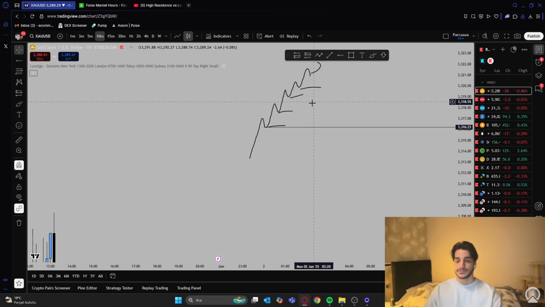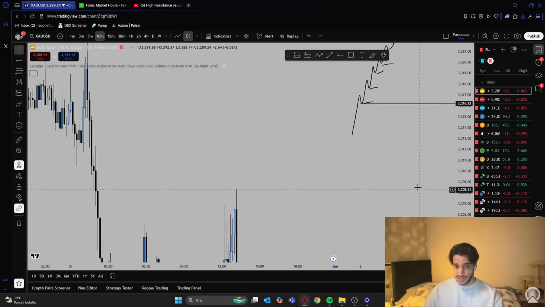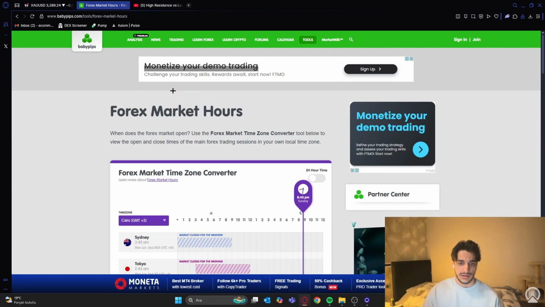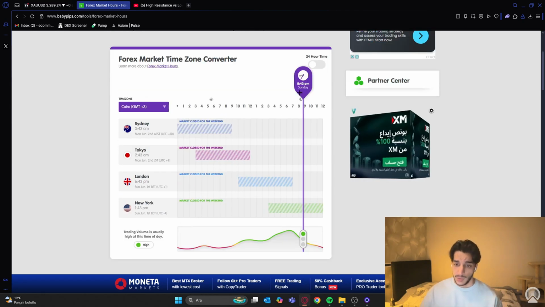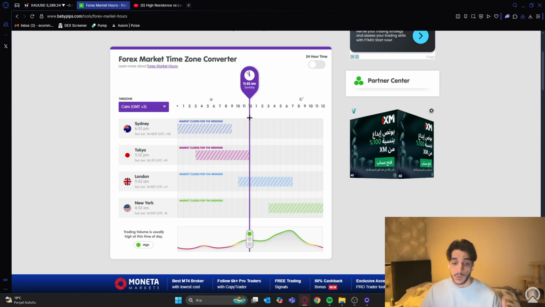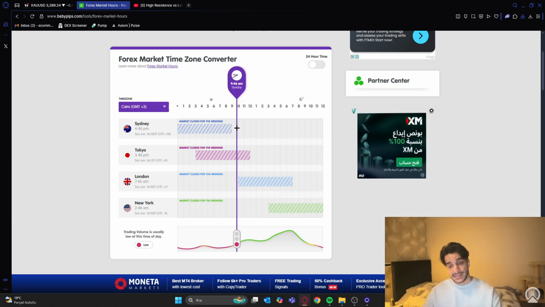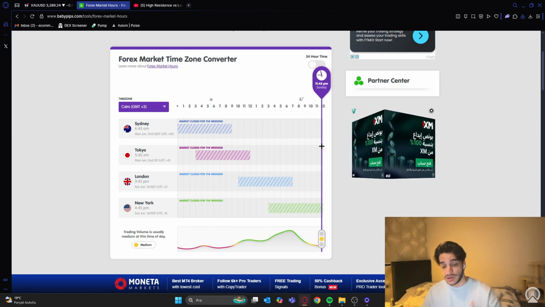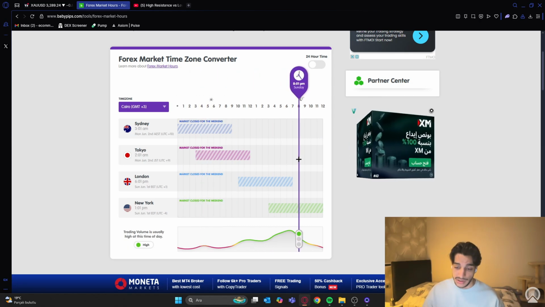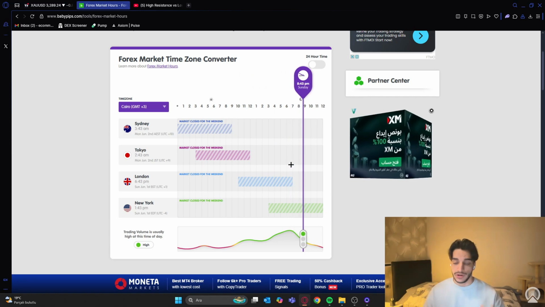If you don't know the market sessions, just type the forex market hours and you're going to see the sessions: when the Asia session starts, when it ends, when Asia and London mix, when New York opens, when New York closes, and when the volume is low, medium, high, or the highest. You can see all of them.